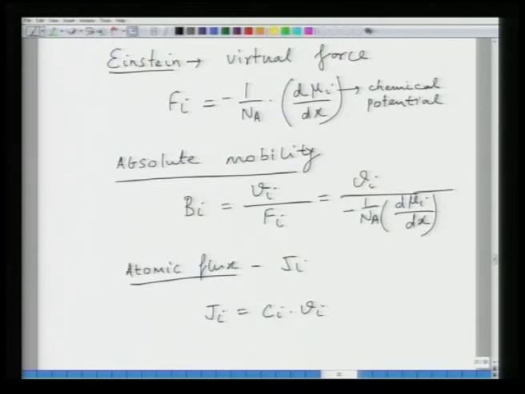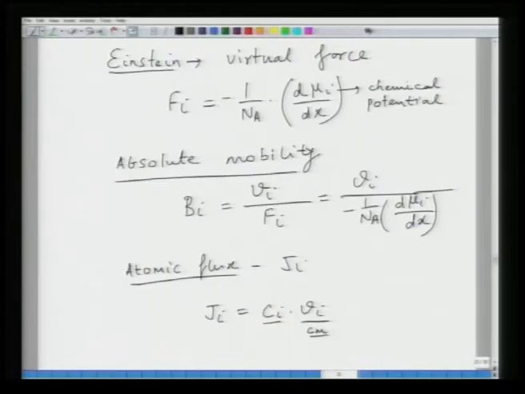That makes sense, because flux is nothing but product of, what is the unit of flux? You know that it is the number of atoms or number of species passing through per unit area per unit time. So, in this case this Ci is the concentration and Vi is the velocity, and this sort of makes sense because Vi is nothing but centimeter per second and this is nothing but numbers per centimeter cube. So, the units become numbers per centimeter square second.